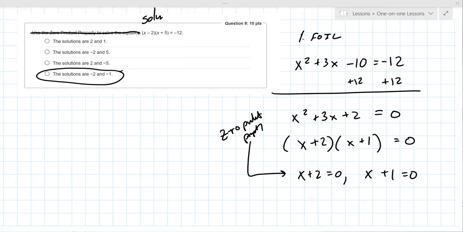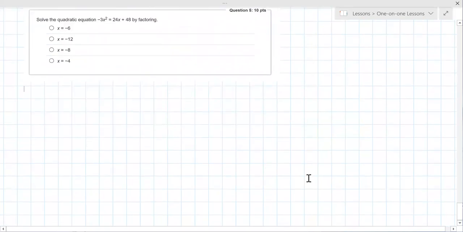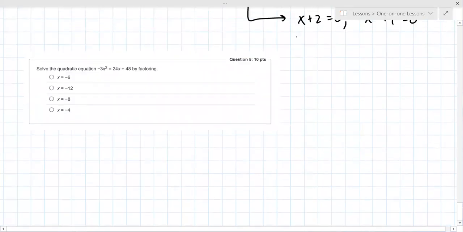Okay, this next one is question five. Believe it or not, we're down to, I think, the last two, maybe three. This one is just to solve by factoring. So you're going to do the same thing. You want to get everything on one side, and you generally want that leading term to be positive. So I'm going to recommend going this way, which is by adding it.